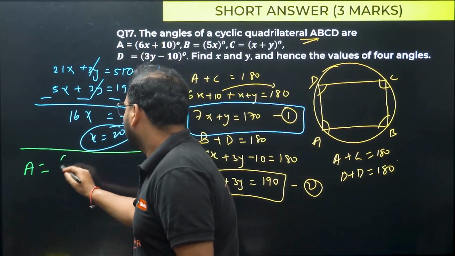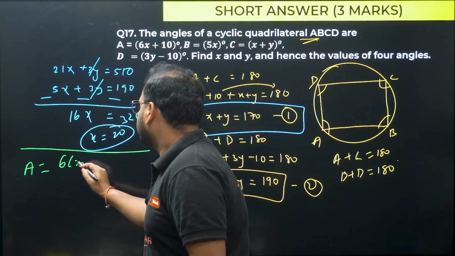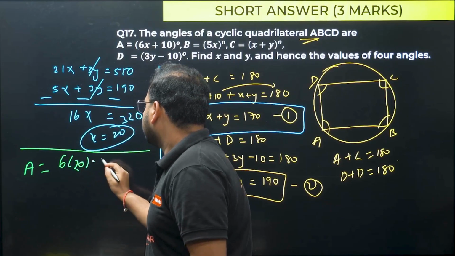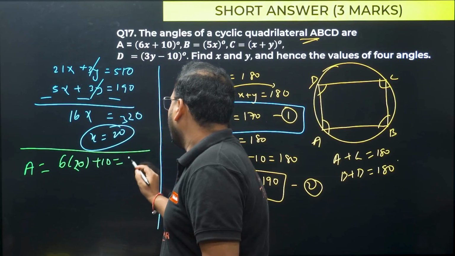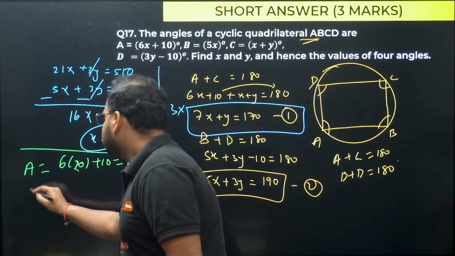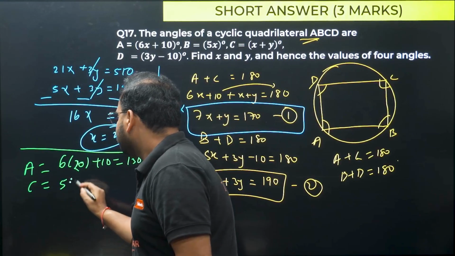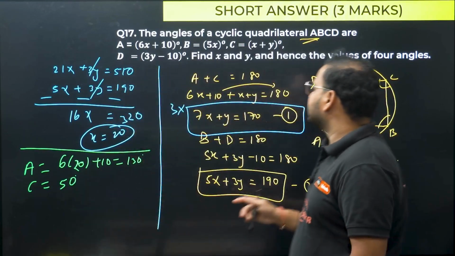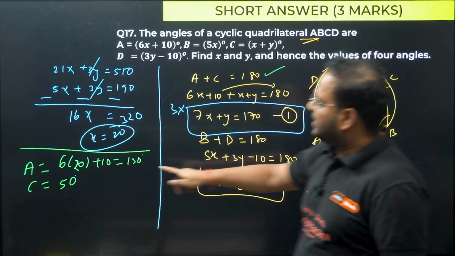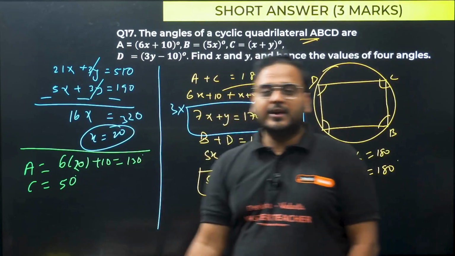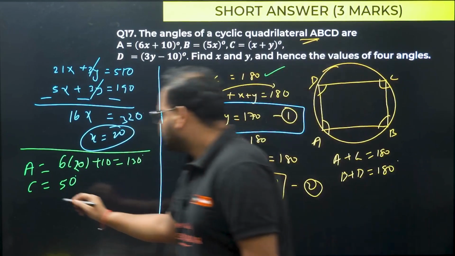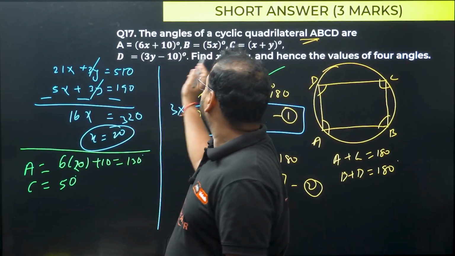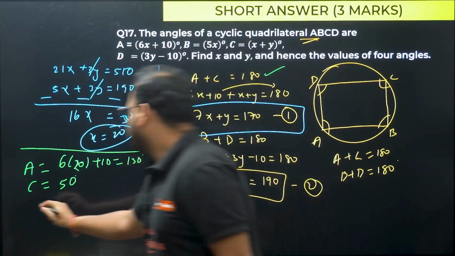6 into 20 degrees plus 10. How much is that? 130 degrees. It means C has to be 50 degrees, correct? Because A plus C is 180. So if A is 130, C has to be 50 degrees. Yes? Okay. Next, let's look at the angle B.